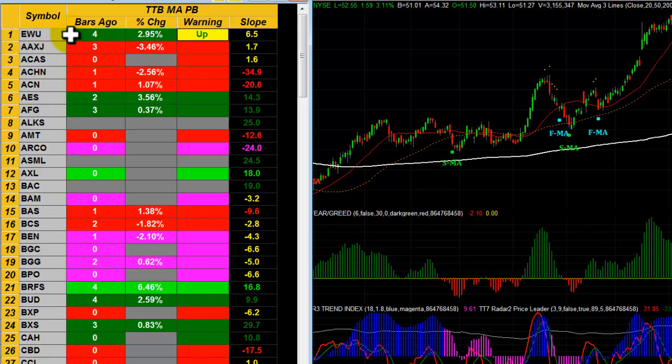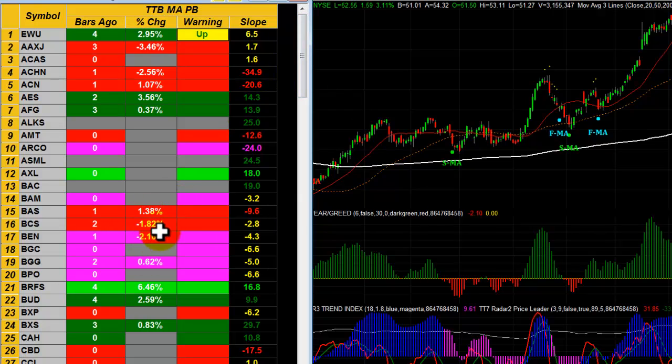There's one, EWU. And then also included slope, because I've realized that when looking at pullbacks to a moving average, if the slope of the moving average is relatively horizontal, it's not as likely to be a successful pullback. So the slopes that are less than 9 I highlight in yellow, so I won't even worry about those.